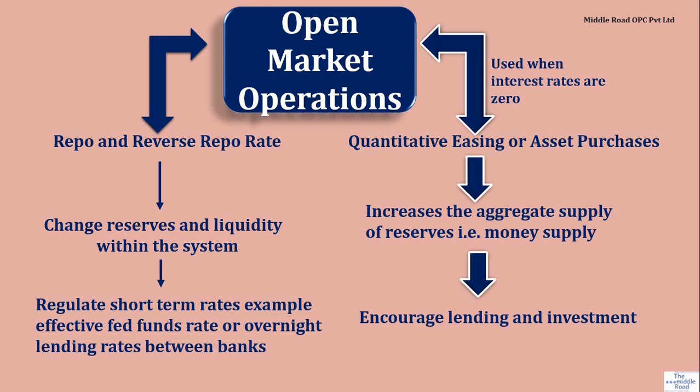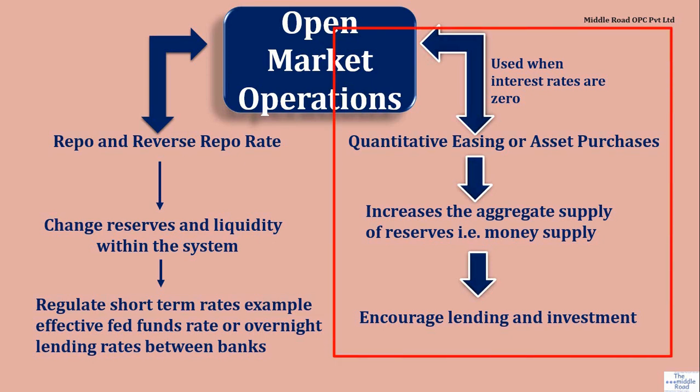Now, quantitative easing or asset purchases is basically used when interest rates are zero. You cannot actually reduce the rates, so what you do is purchase assets outright. It increases the aggregate supply of reserves or the money supply. The whole idea is again to encourage lending and investment within the system. So this is what you're talking about when you're talking about quantitative easing.